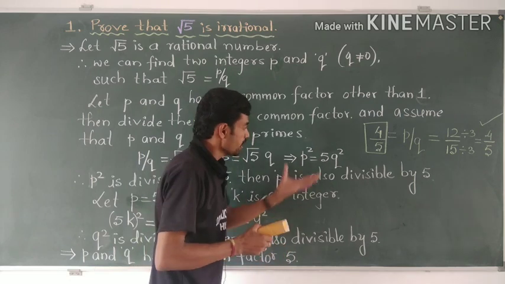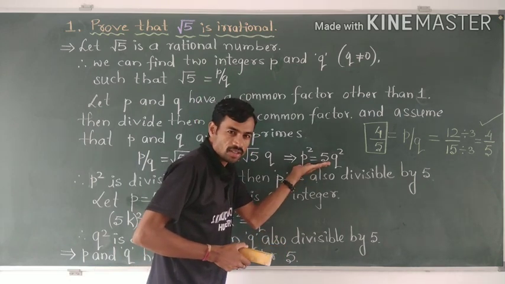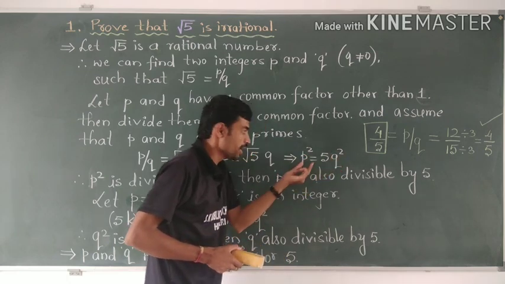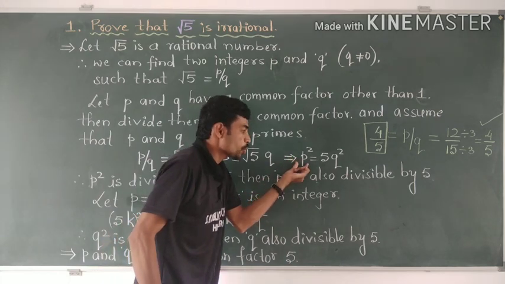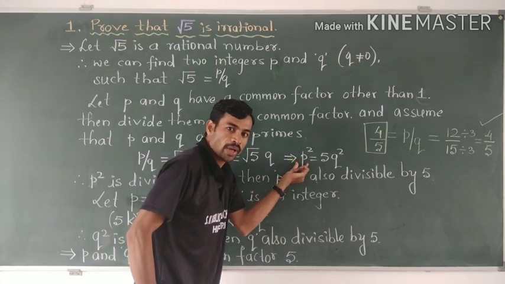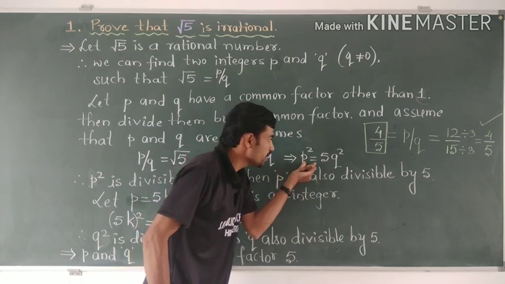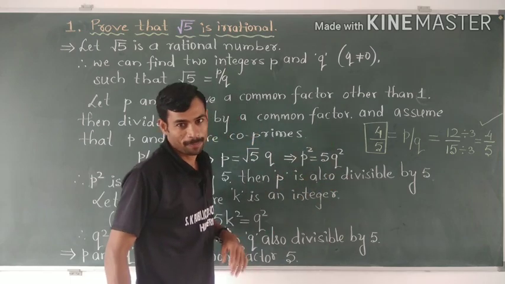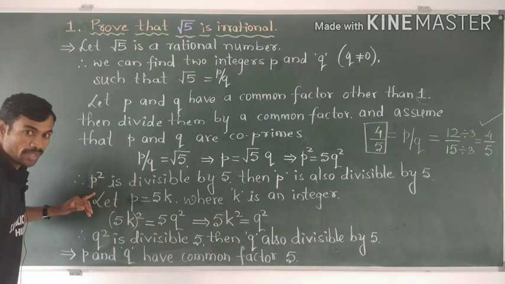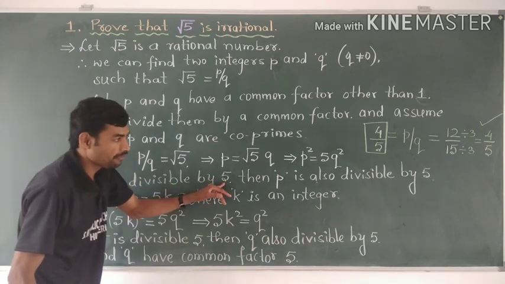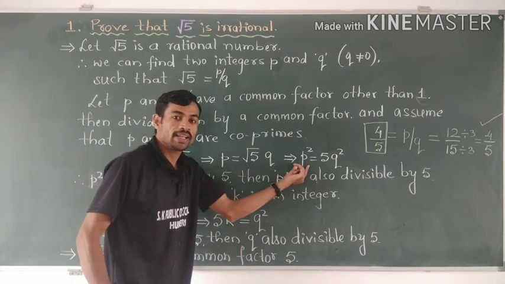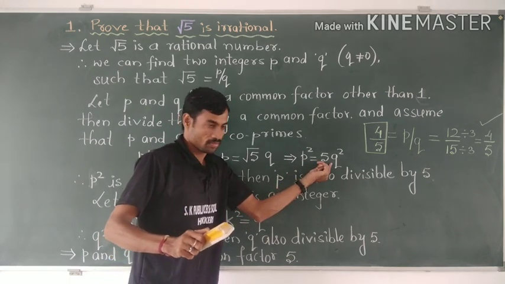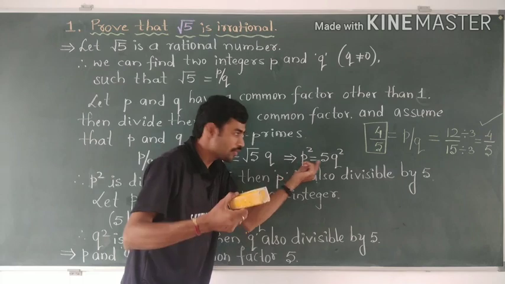Now look at the last step. That is p square is equal to 5 q square. It means p square is completely divisible by 5. It means p is also divisible by 5. So here p square is divisible by 5, meaning p square has 5 as one of its factors, and p is also divisible by 5.